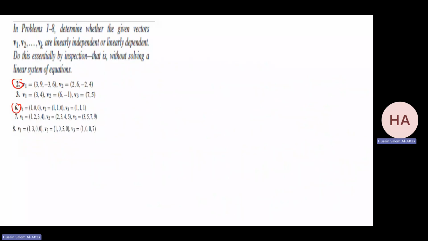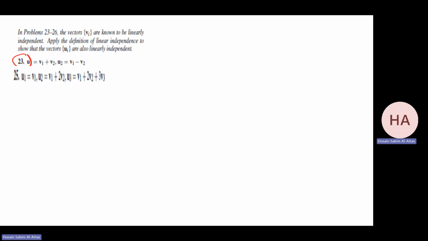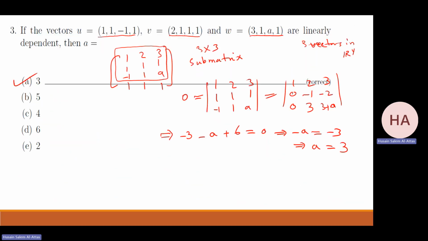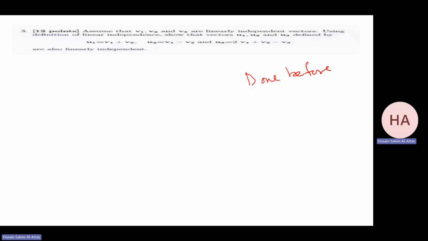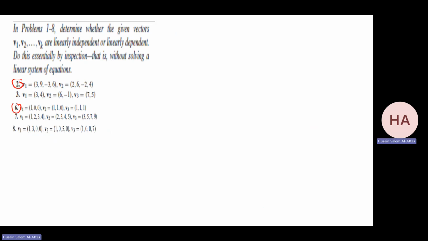Questions about 4.3. The remaining is just questions from the book, including the suggested problems. The circled ones are the suggested problems. Okay, so just to remind you, for the first group of questions, it says: determine whether the given vectors are linearly independent or linearly dependent.